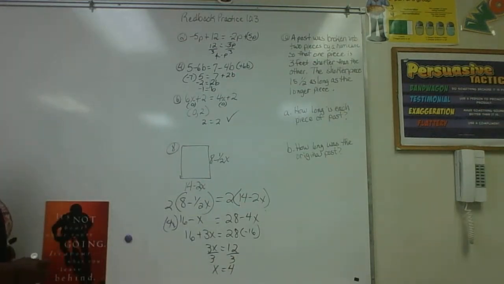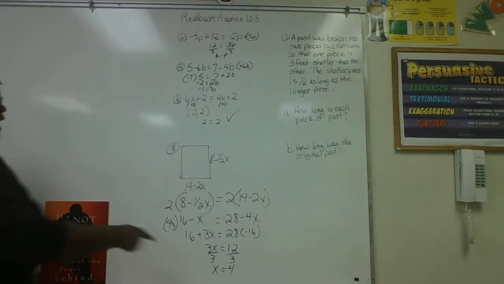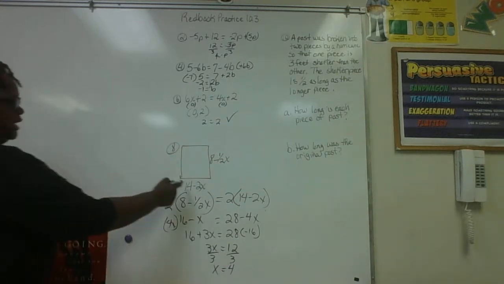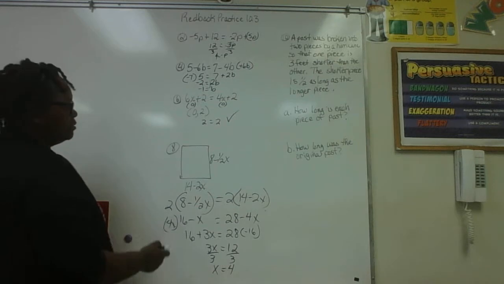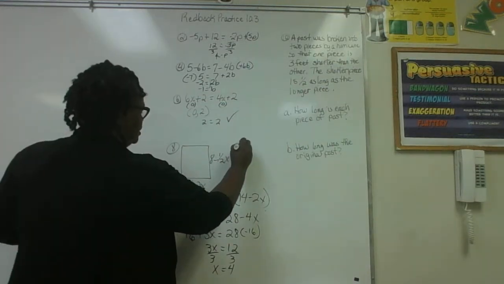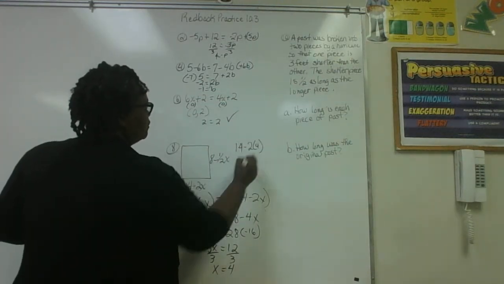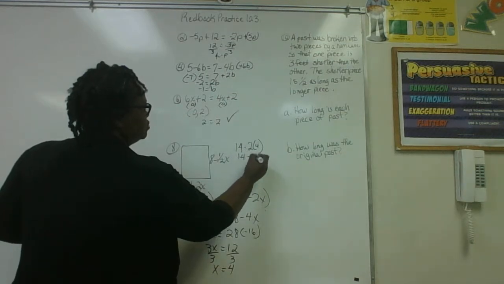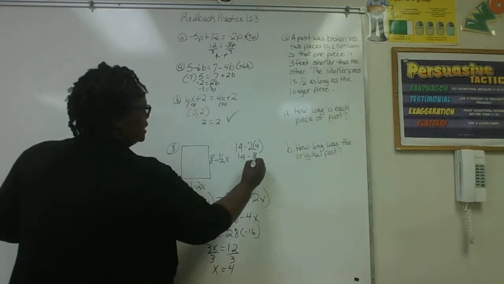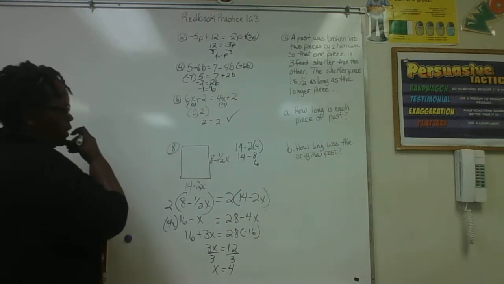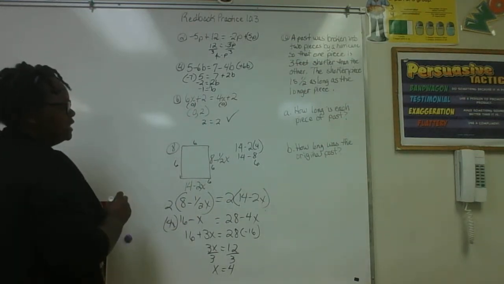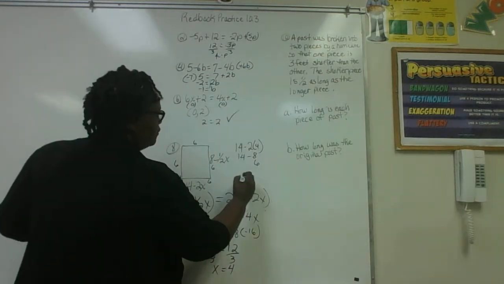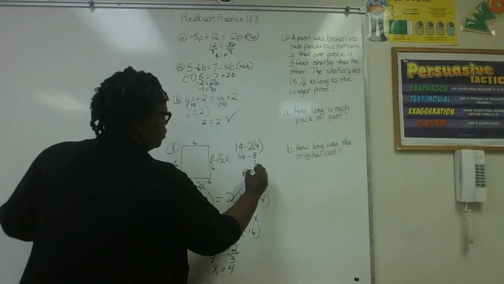All right? Once we discover what x is equal to, then we can plug it back into the original equation. Any one of these, since the sides are the same, let's choose this one, okay? So that we have 14 minus 2 times 4. 14 minus 2 times 4 is 8. We'll make it a 6. And since it is a square, it would be 6 here, 6 here, 6 here, 6 here. Be 6, 4 times. So therefore, the perimeter is equal to 24.